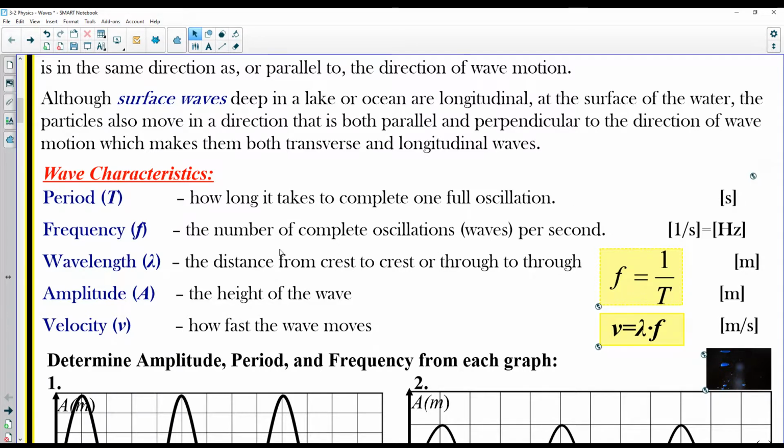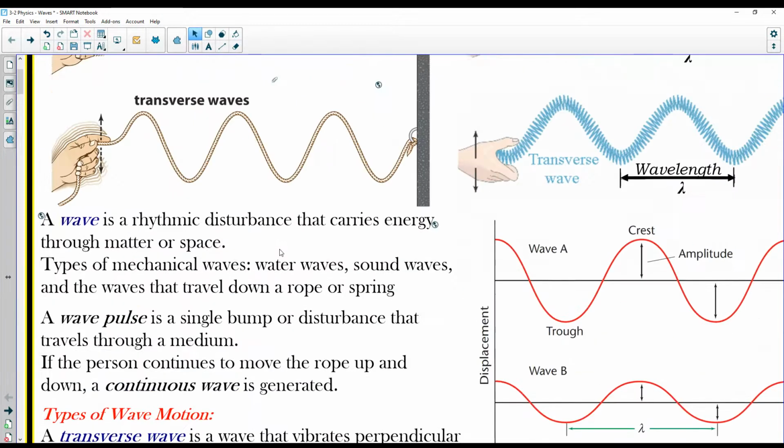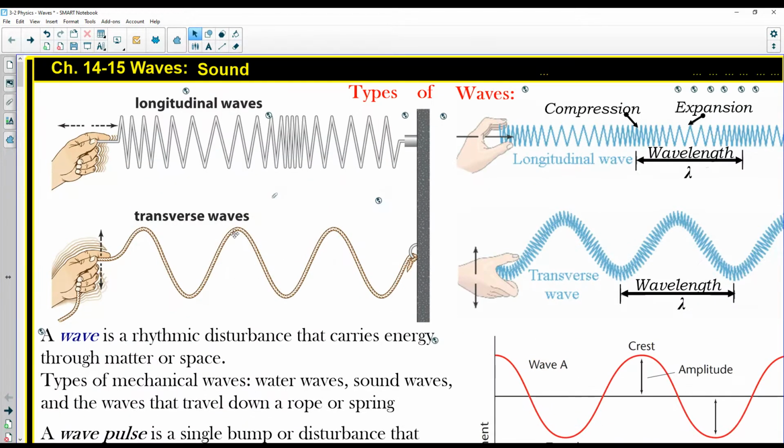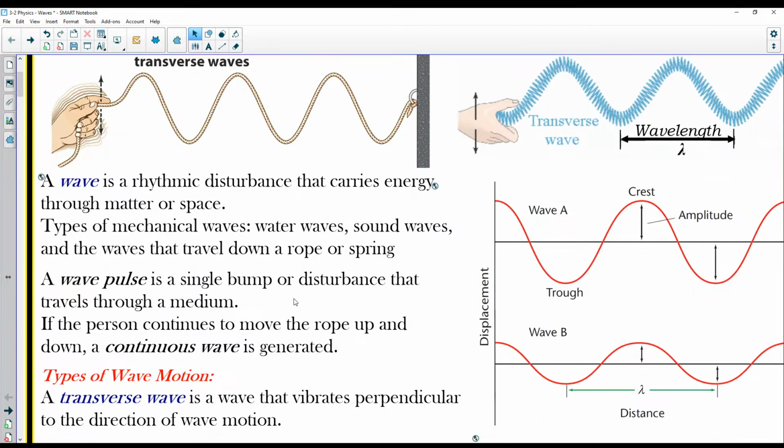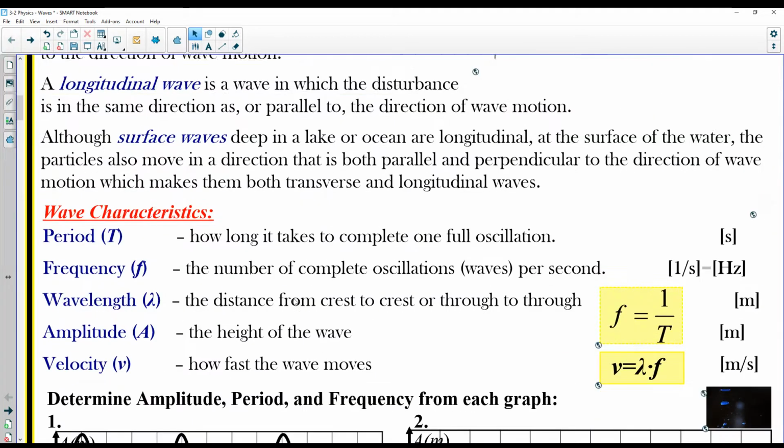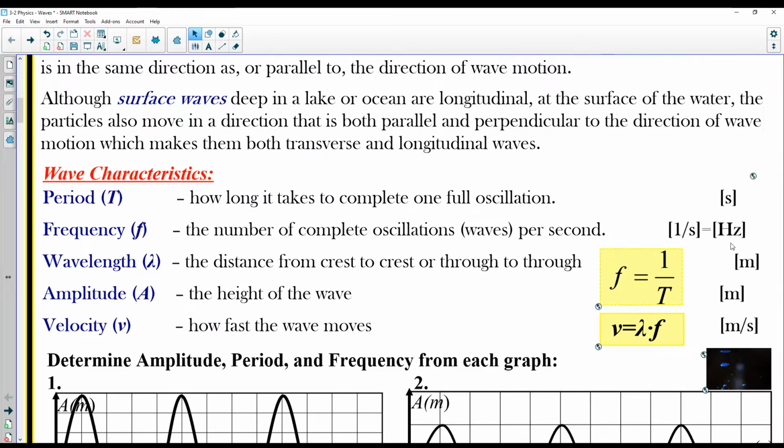Frequency. Frequency is usually how many per second. So how many times can I shake my hand this way per second? That's how many waves I create per second. So I'll create one wave, two waves, three waves. So 3 waves per second gives you frequency equal to 3. And frequency is measured in hertz. So how many per second is measured in hertz.